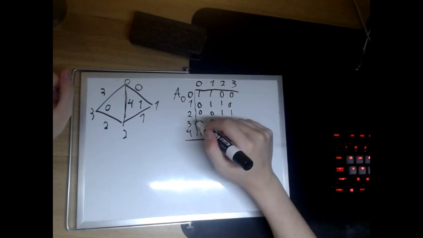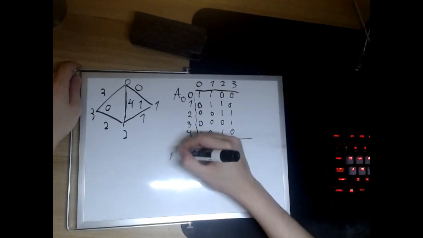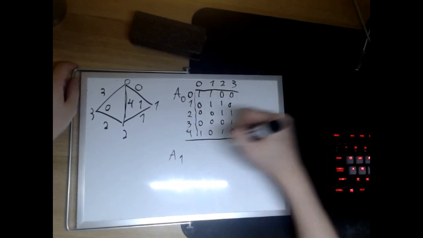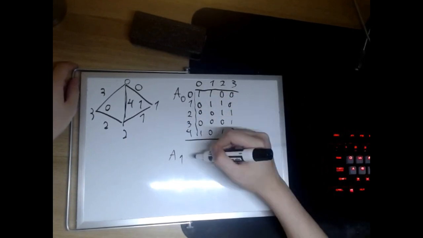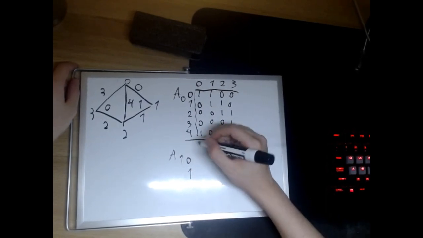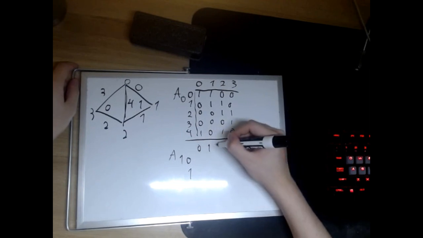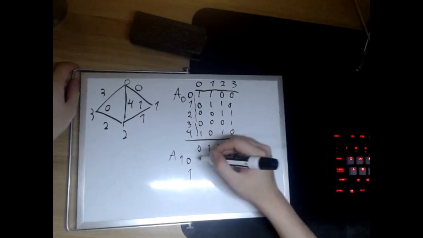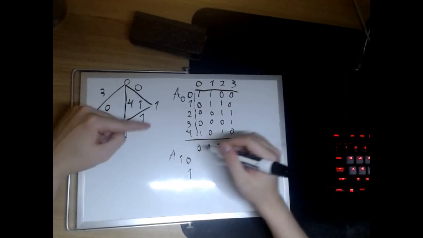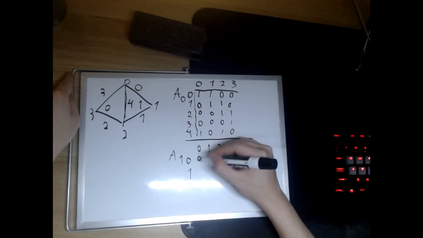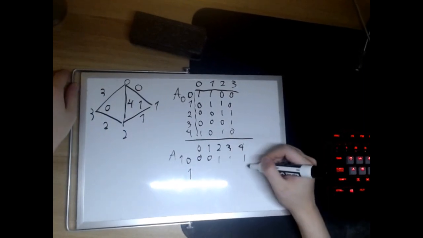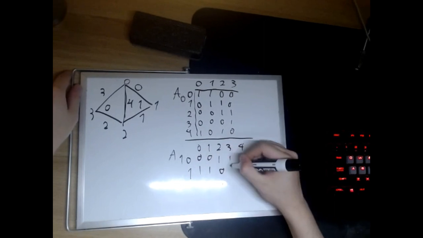Now, I am going to do the same thing, but now I'm going to do it with the faces. We're going to call that one A1. And now the columns are going to be the edges, and the rows are going to be the faces. So rows, 0 and 1, one for each face, and columns, 0, 1, 2, 3, and 4. Okay? And face 0 has the edges 2, 3, and 4. So 2, 3, and 4. And the other face, face 1, has 4, 0, and 1. So 4, 0, and 1.